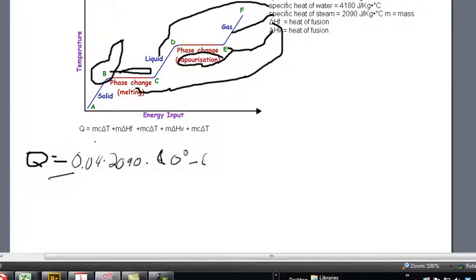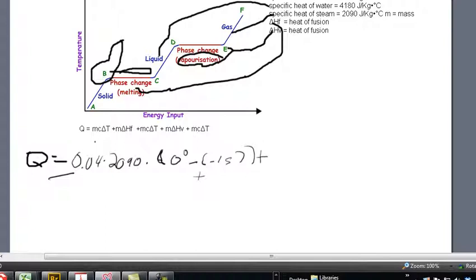You've got a minus 15 degrees Celsius. So that way, when you do this, that's going to become a plus. Now we've heated the ice up 15 degrees. It's now at 0 degrees Celsius.